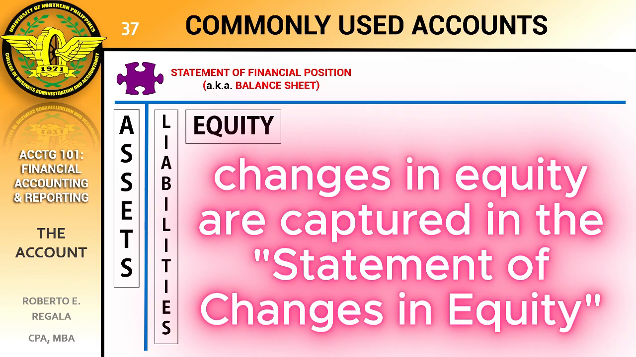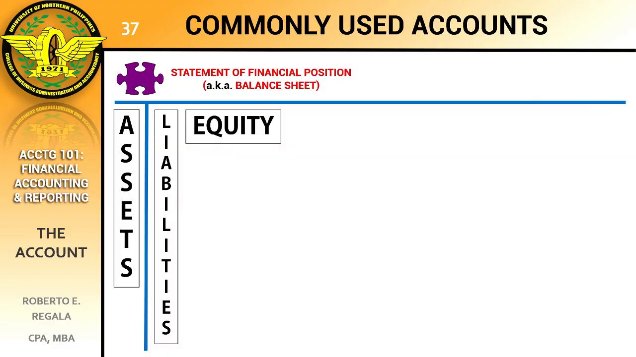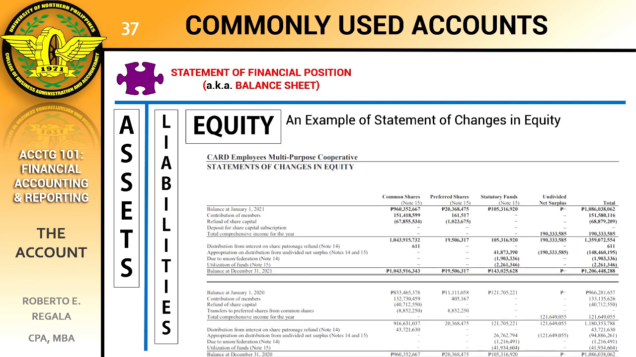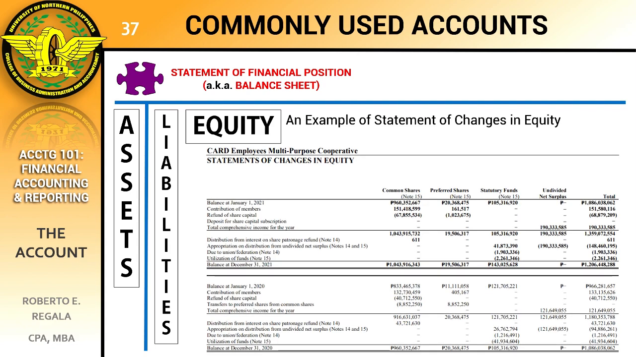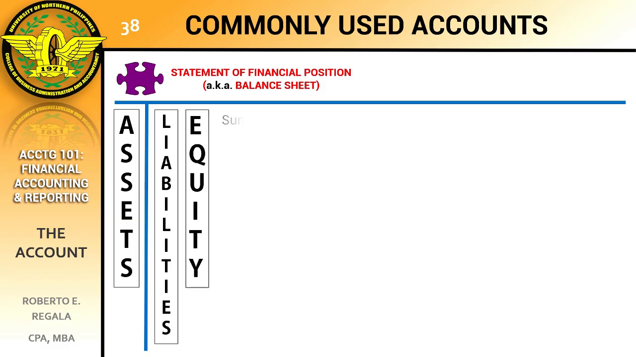Changes in equity, such as share issuance, dividends, or revaluation gains, are captured in the Statement of Changes in Equity, offering insights into how equity has evolved over time. Jollibee Food Corporation's SCE is quite complex, so I will show instead the equity section of Card Employees Multipurpose Cooperative. So, there you go with the commonly used accounts usually found in the balance sheet.